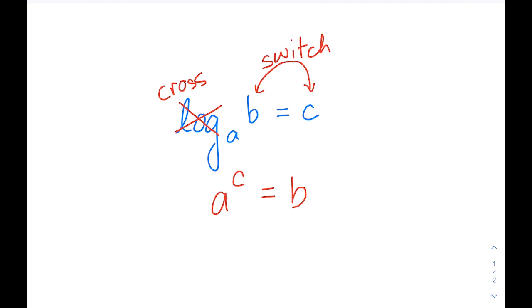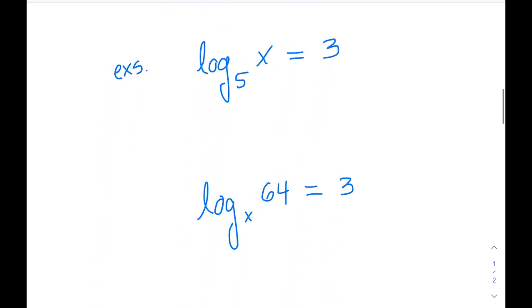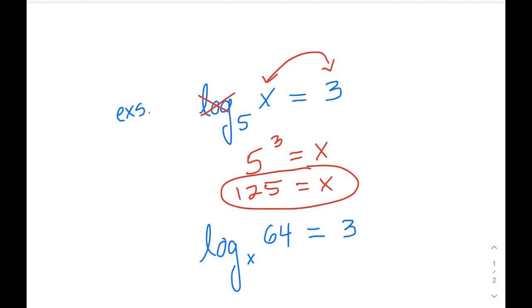So now that we have this in its exponential form, what can we do with it? Well, let's take a look at some sample questions where we're going to solve for a missing piece within our log function. So here we see a few examples. For this first one, we're going to cross and switch. So we'll have 5 to the third equals x. And as you see here, now we can simplify a little bit and actually solve and get a numerical value for x. Here, 5 to the third is 125. So we would have x is 125 as our answer for that example.